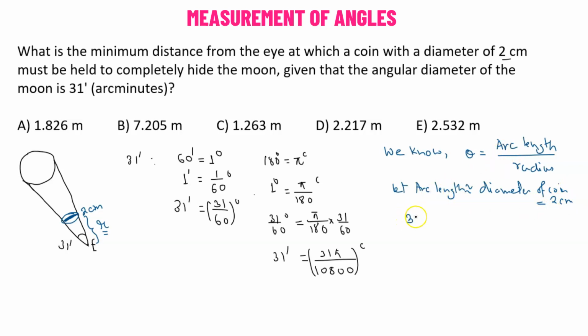Theta, we obtained, is 31 pi divided by 10,800. That's the value of theta. The arc length is 2 centimeters, and we have the radius r. Solving for r, we get r equals 2217.9 centimeters. If we convert it to meters, we divide by 1000, so r equals 2.2179 meters. Here we see that this corresponds to option D. That means the coin must be placed approximately 2 meters in front of the eye so as to completely hide the moon.